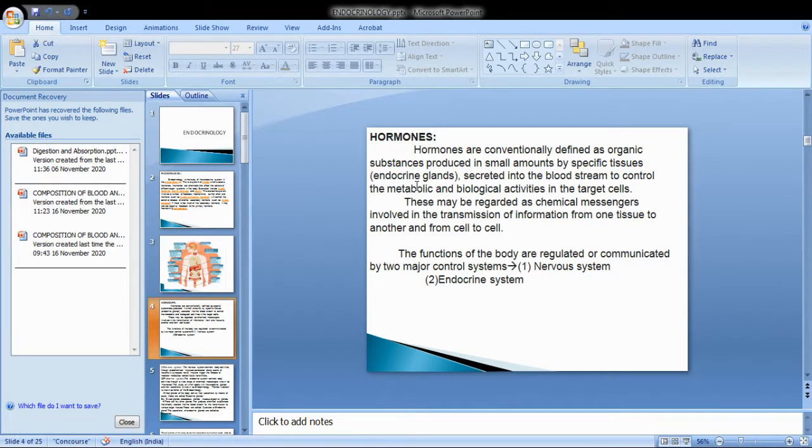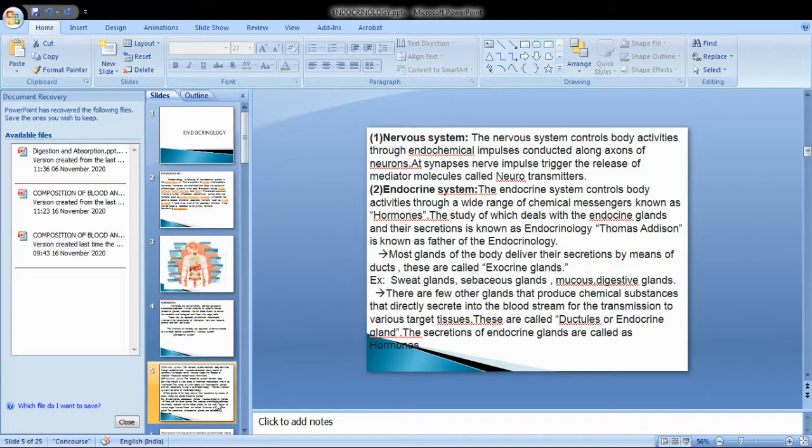The functions of the body are regulated or communicated by two major control systems in the human body: the nervous system and the endocrine system. Let us discuss the nervous system. The nervous system controls body activities through electrochemical impulses conducted along axons of neurons. At synapses, a nerve impulse triggers the release of mediator molecules called neurotransmitters.